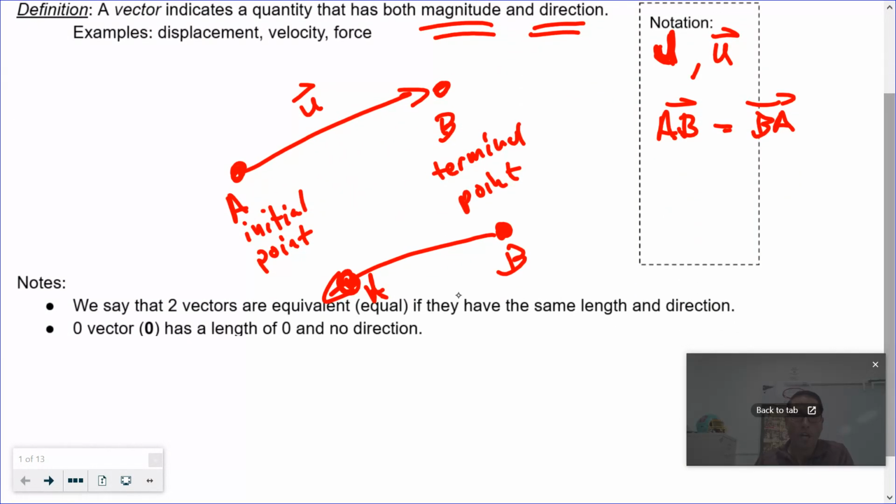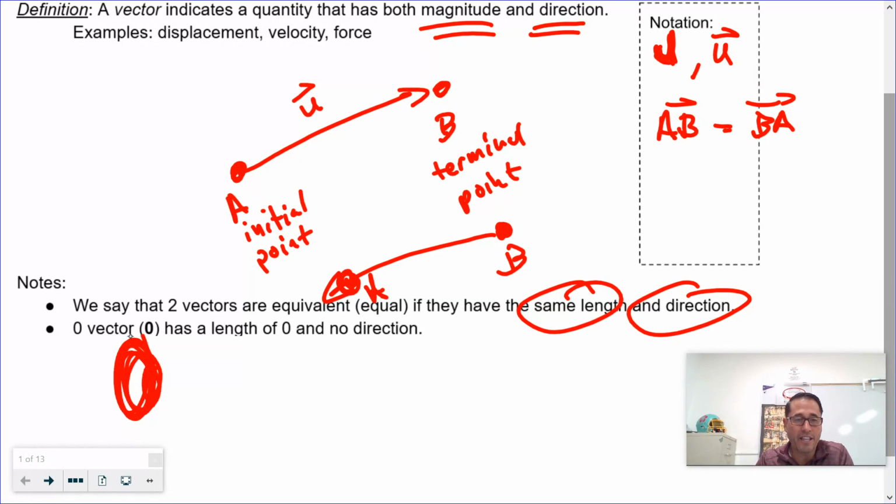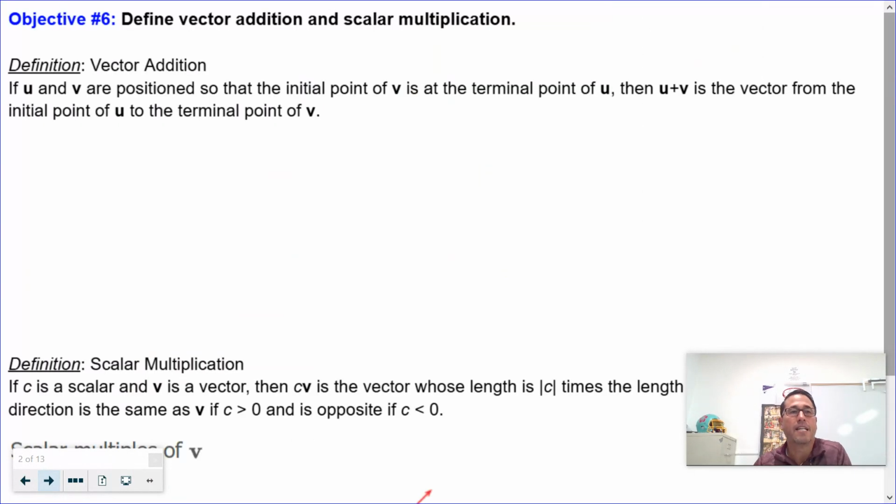We say that two vectors are equivalent or equal to each other if they have the same length and same direction. We'll get into that in a little bit. And then we do have a zero vector. That would be like a zero highlighted like crazy. We say it has a length of zero and no direction. That'd be like the no vector, or zero. Next page, let's keep rolling, guys.